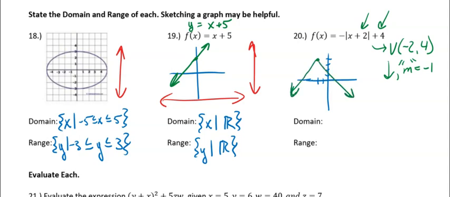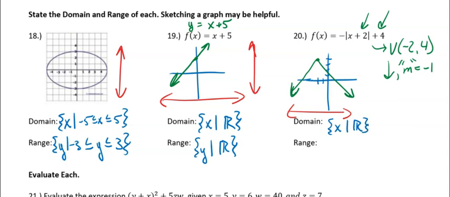And so now when I ask myself that question again, left and right, how far left and right does the graph go? Well, that arrow means that it keeps going left forever, and the arrow on the other end keeps going right forever. So the domain, once again, is all real numbers. So x such that it's all real numbers.